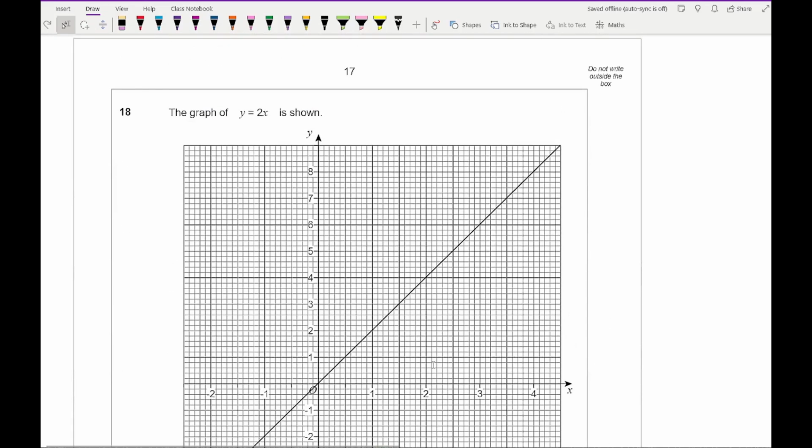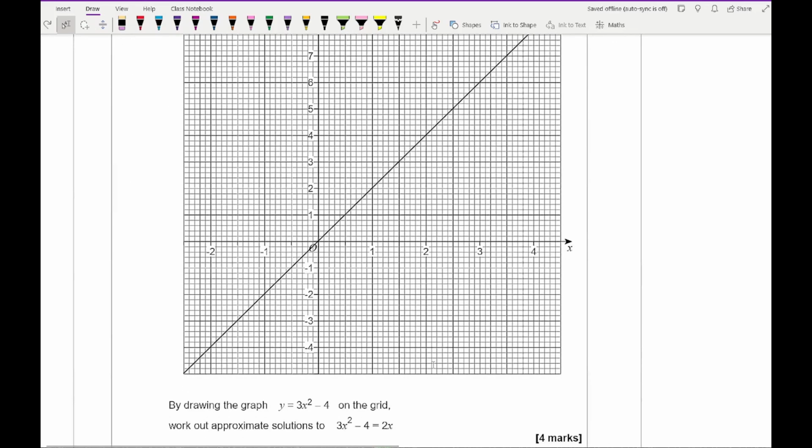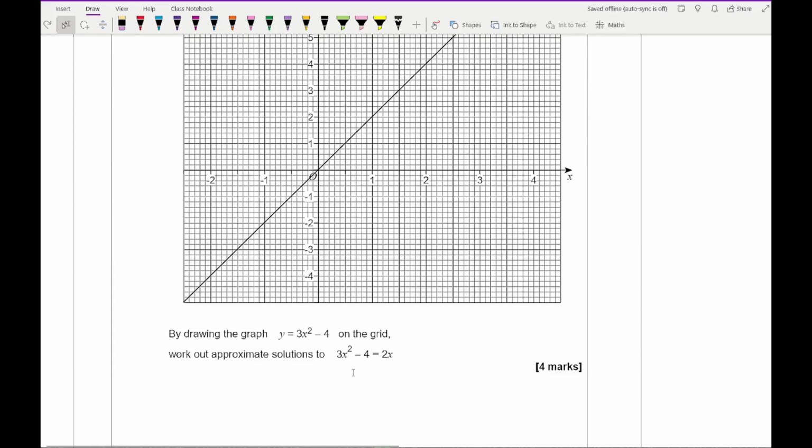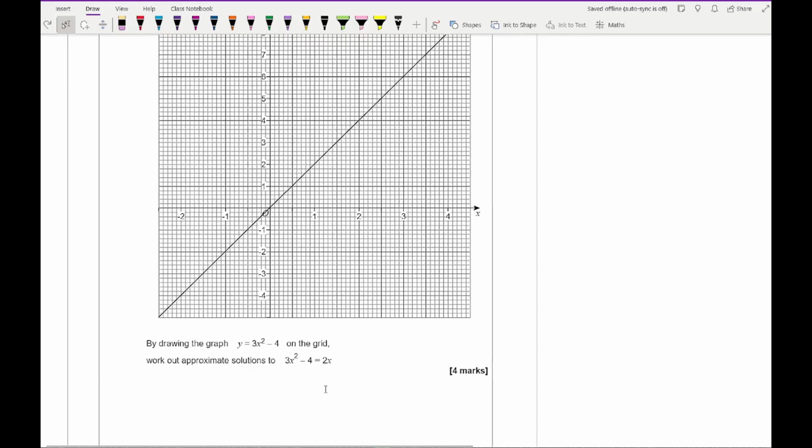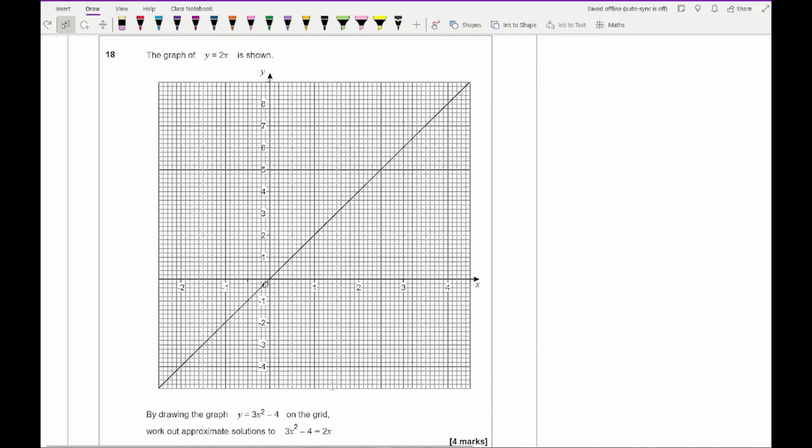Moving on to question 18, it says the graph of y equals 2x is shown. And it says by drawing the graph of y equals 3x squared minus 4 on the grid, work out an approximate solution to 3x squared minus 4 equals 2x. So if I just zoom out a little bit so we can see it all on the screen, what I need to do here is a table of values for 3x squared minus 4. So if I just write 3x squared minus 4, let's set up my table of values so I can plot it.